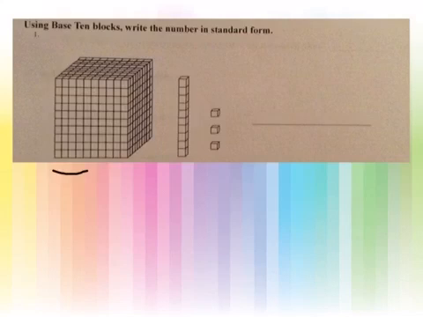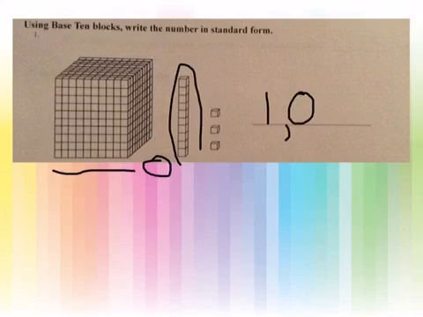So I see here, this is one of those large cubes, those 1,000 blocks, and I see one of them. So I'm going to put a 1 in the thousands place, and then my comma. I note here that there's actually no hundreds. I don't see any at all. So to show no hundreds, I would put a 0.